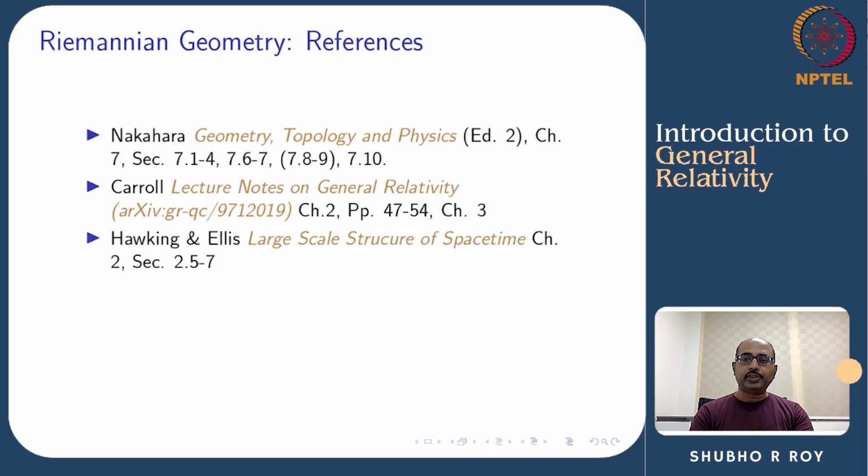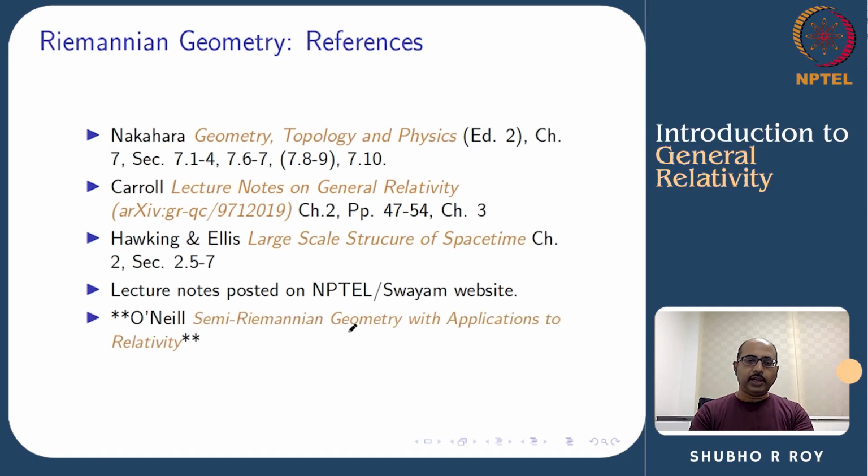As I had mentioned in the previous lecture, I'm not going to give references for individual lectures for this part of the course, which is dedicated to Riemannian geometry. Instead, I'm going to cite some general references for this entire part. The page numbers and section numbers are indicated here, which I have stated in the previous lecture. The lecture notes for this particular lecture will be posted on the NPTEL-NOC website as usual. And finally, those who are looking for a little bit more mathematical depth and detail can look at Barrett O'Neill's Semi-Riemannian Geometry with Applications to Relativity.